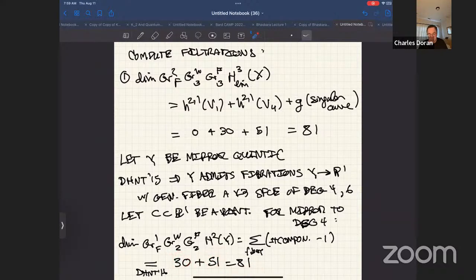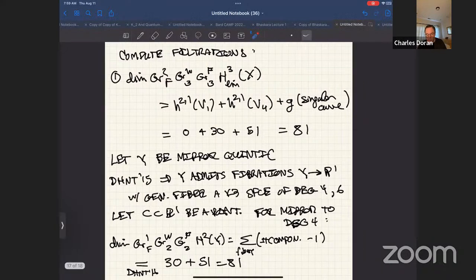Okay. I should point out the conjecture I stated didn't say this had to match this and this had to match this. So there's clearly room for refinement already, what we're saying.